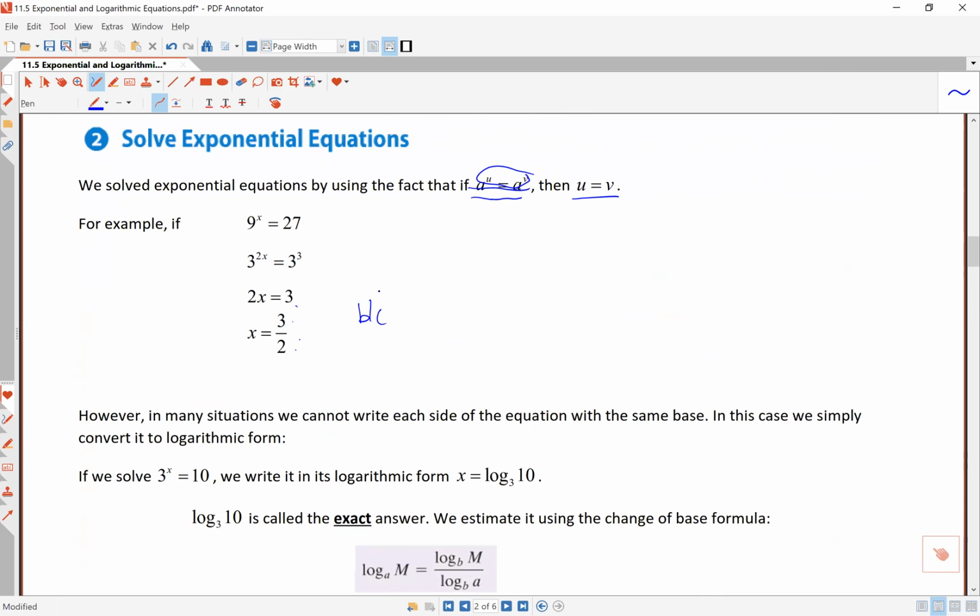So that's the solution to that equation, because 9 to the 3 halves, the 2 in the denominator is the square root, which is 3, and cube that, which is 27, giving us 27.